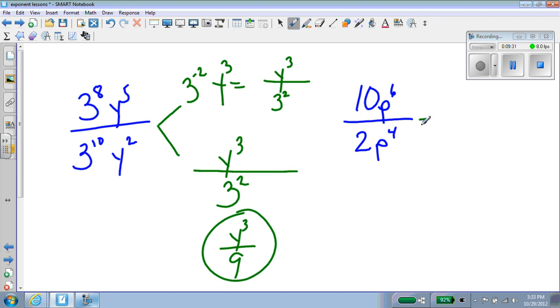Okay, in this case, these are not the same base, but these are just numbers. So 10 divided by 2, that's 5. I've got 6 factors of p on the top, 4 factors of p on the bottom. These 4 are going to cancel, and I'm only going to have 2 factors of p on the top. 10 divided by 2 is 5. P to the 6 minus 4 is 2. I'm done.